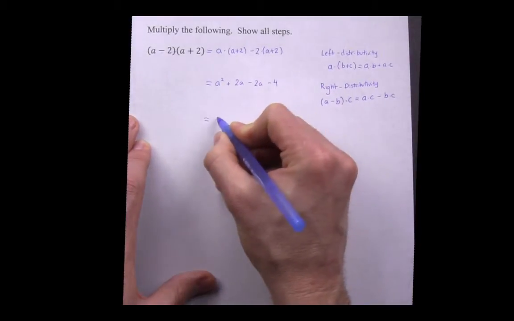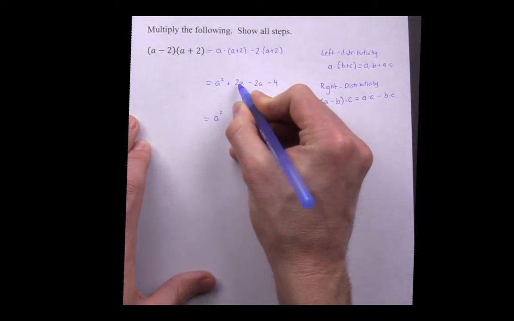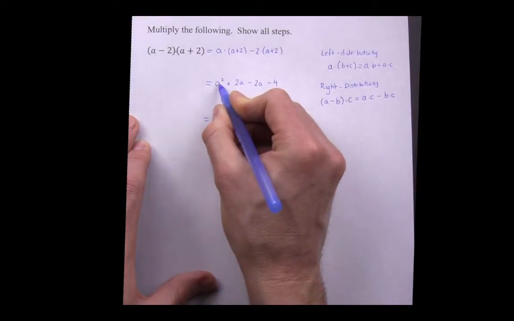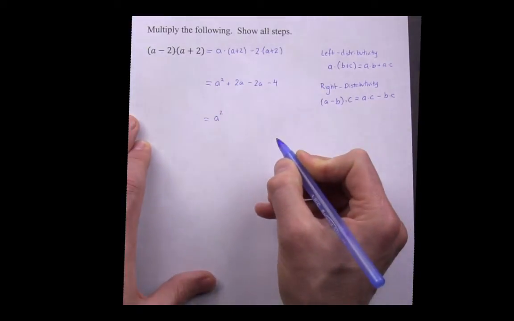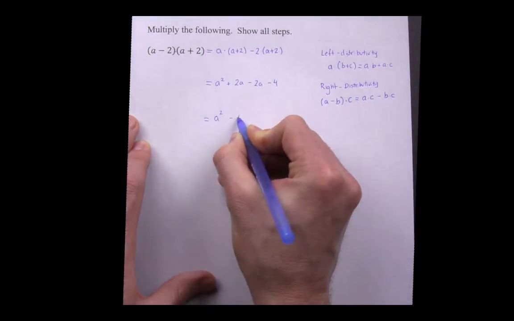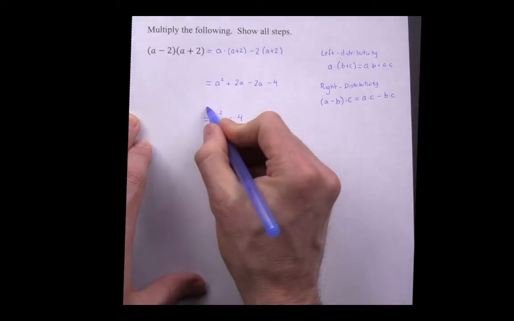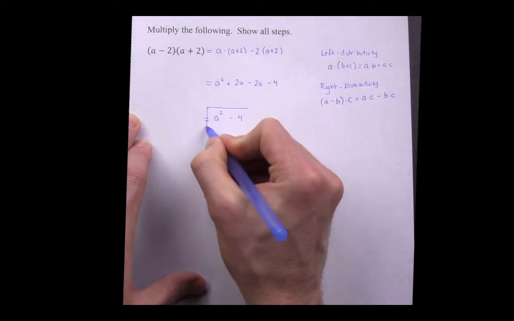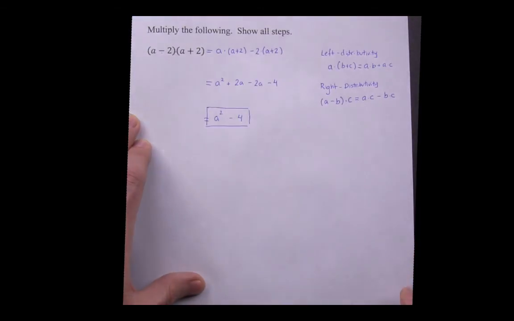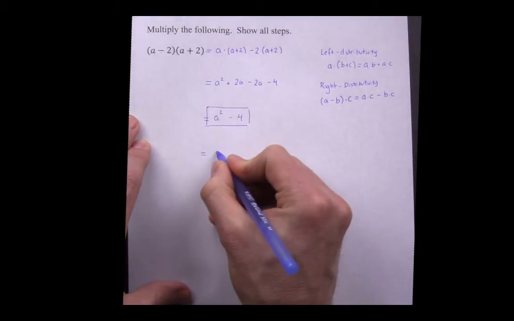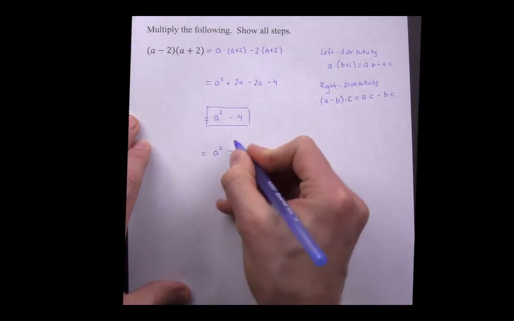When we combine like terms, we see that 2a minus 2a goes to 0. A squared plus 0 is just a squared, and we're left with minus 4. This is a perfectly acceptable answer in most situations. I'm going to refine this one step further to write it in a very special way.